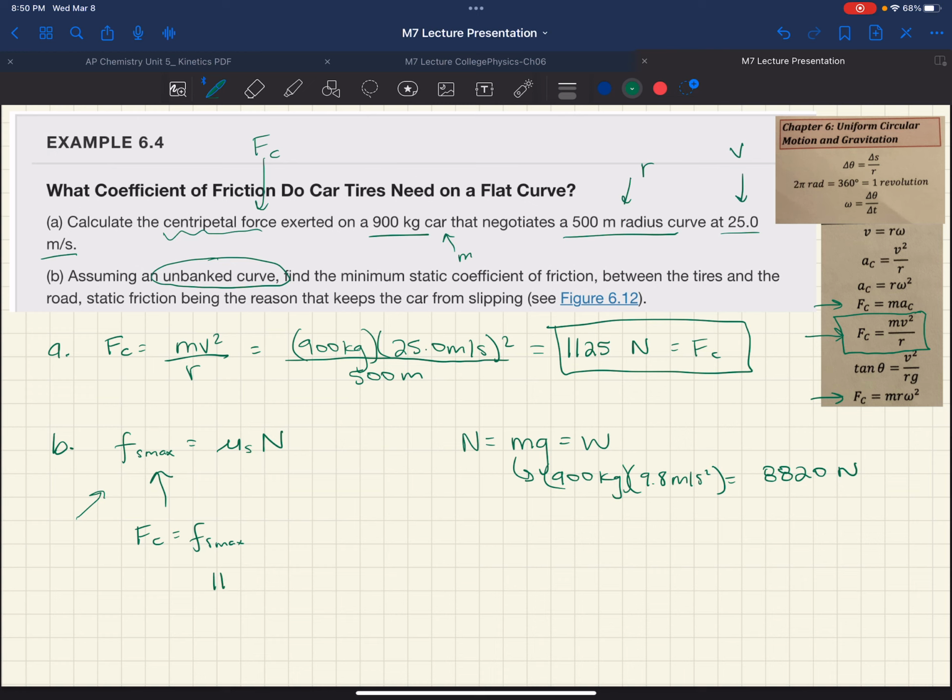which means all we have to do is plug in the value we got. We're solving for our coefficient, which is this symbol. And then we can plug in our normal force. And we would find that our static friction coefficient is 0.13. And remember, those coefficients of friction are unitless, so this makes sense.